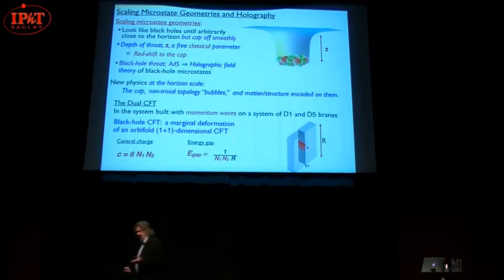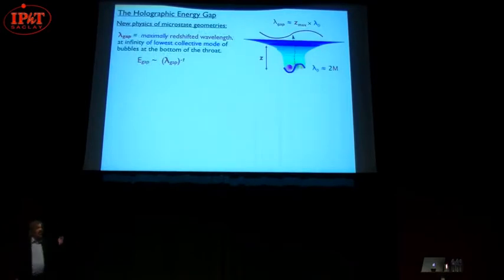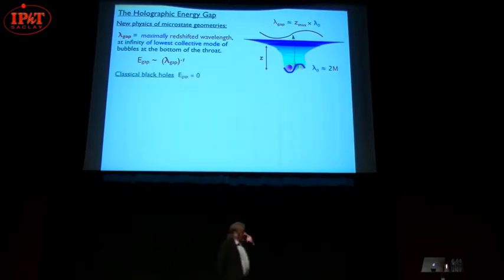How does this emerge in microstate geometries? Well, you look at this beautiful topological stuff you've got at the bottom, and you look at the longest wavelength collective mode you can put into that. But then you multiply it by the redshift of the throat, and then the gap energy is given by the inverse wavelength of that fully redshifted collective mode wavelength. Now, for classical black holes, that number is 0. Redshifts are infinite at the horizon, so there's no gap energy.